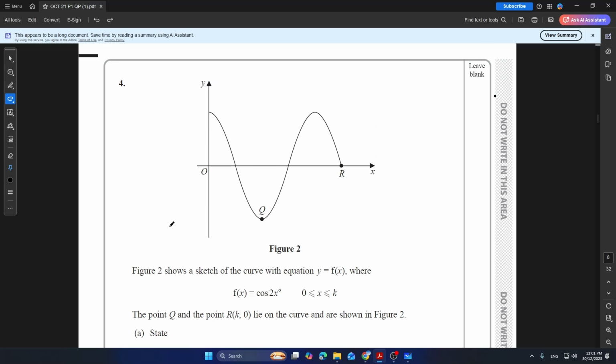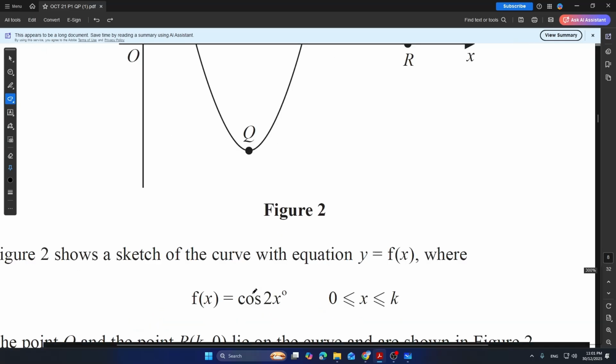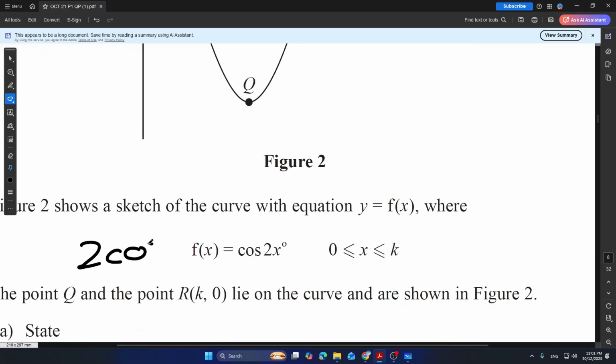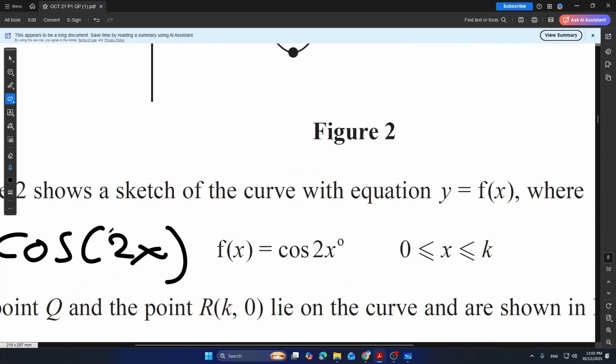Understand that if we're looking at y equal to cos x, but instead of 2 cos x, the change is happening in x, cos 2x. The change is in the bracket. And if the change is in the bracket, that means we have a stretch. What do I mean by that?